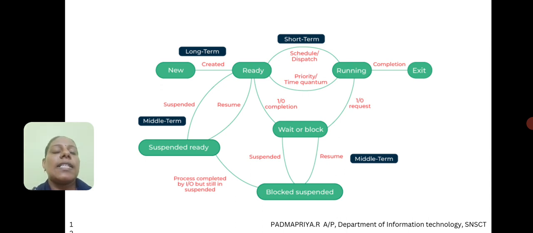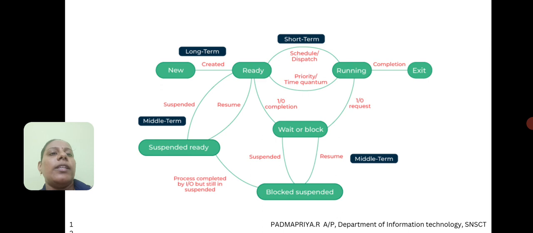Long term means it is a completely new process, so it will take a long time to execute the process. Short term means once we are executing the process, there may be a need for resources which are not allocated to that process, so it turns to the waiting state. Once it gets the resources, it moves again to the running state. This is the short term scheduler.